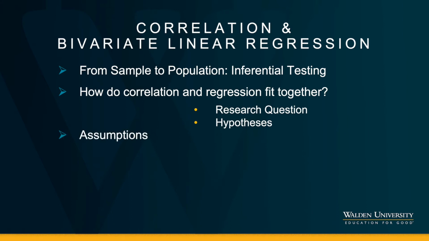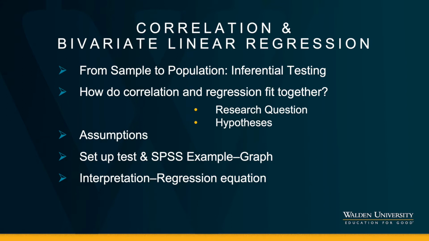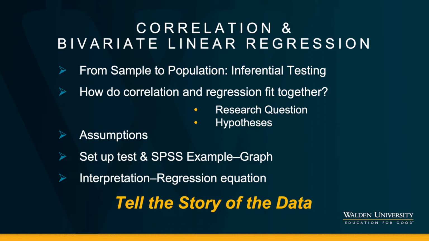We will talk about research questions and hypotheses for both. And like any other test in statistics, the correlation and bivariate linear regression has its own set of assumptions that I will walk through with you. And I will set up the test with an SPSS example, and we will also create a graph. And lastly, we will interpret the results and construct the regression equation. And no doubt we will tell the story of the data and address the social change component. Now let's get started.